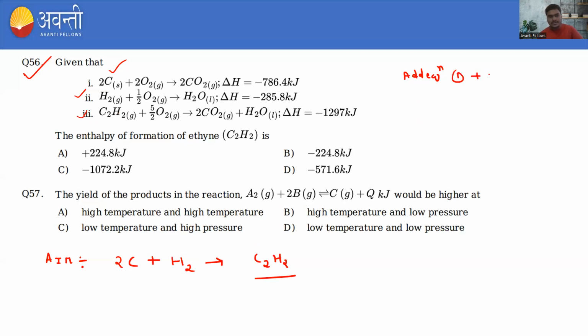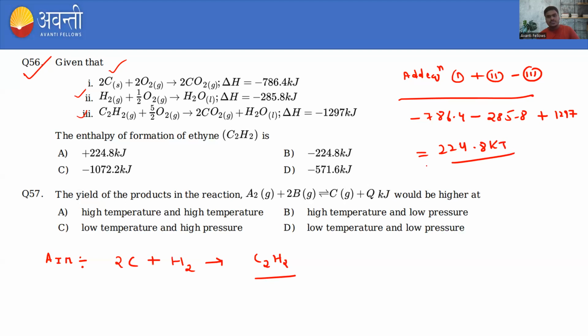So add equations 1 plus 2 and subtract equation 3. You'll get the answer. Just put in the values: the first equation we have is minus 786.4, again we have minus 285.8, and plus we have 1297. And you'll get around 224.